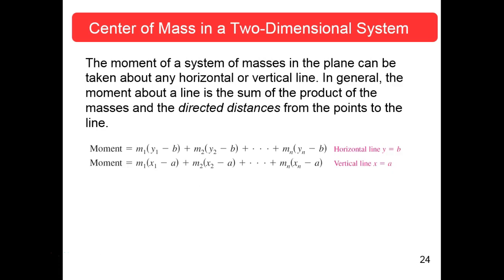Maybe better if we do one, but let's do a little bit more. The moment of a system of masses in the plane can be taken about any horizontal line or vertical line. You don't have to use the x or y axis. In general, the moment about a line is the sum of the products of the masses and their directed distances from the points to the line. Now, what do we mean by directed distances? Basically, perpendicular distances. If you've got a line like this, the moment is about that line, using the perpendicular distance from that line. We're not going to be doing that much with this.